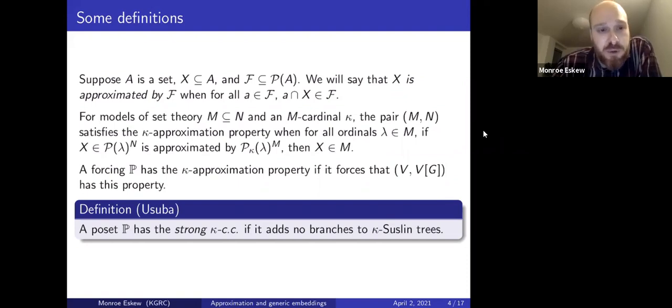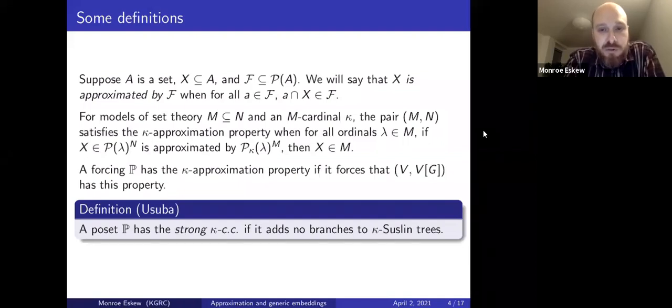So for models of set theory, M contained in N and an M-cardinal kappa, we say that the pair (M, N) satisfies the kappa approximation property when for all ordinals lambda in M, if a set X, subset of lambda in the larger model, is approximated by the P_kappa(lambda) of the smaller model, then in fact X is a member of the smaller model. And we say that a forcing has the kappa approximation property if it forces that the pair (V, V[G]) has this property defined more abstractly above.